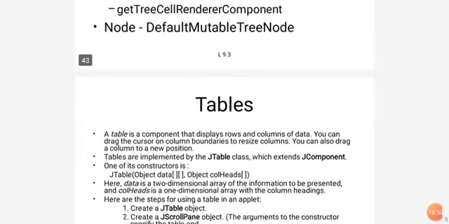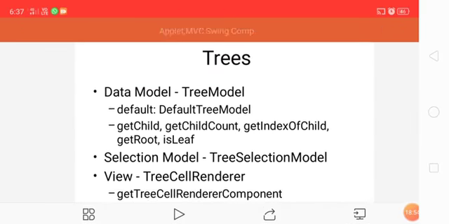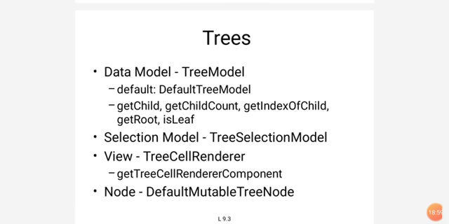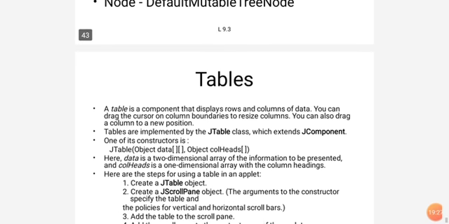Next one is trees. Trees use a data model, the tree model, by default. Whatever data is specified in the tree model, whatever components and contents we are adding, will have methods like getChildCount, getIndexOfChild, getRoot, and isLeaf. The selection model is the tree selection model, and the tree cell renderer displays it like a tree. So that is the tree component information.